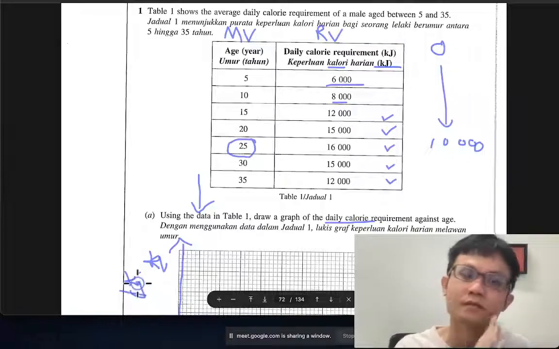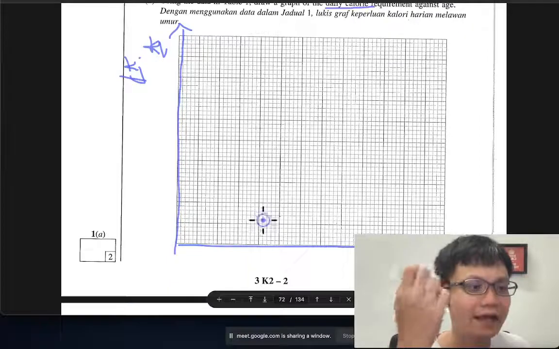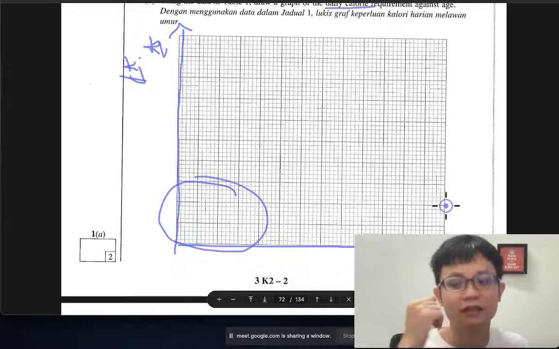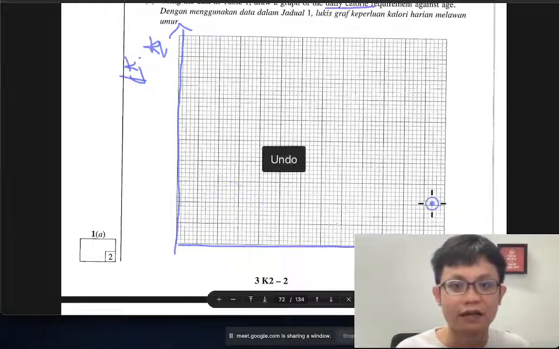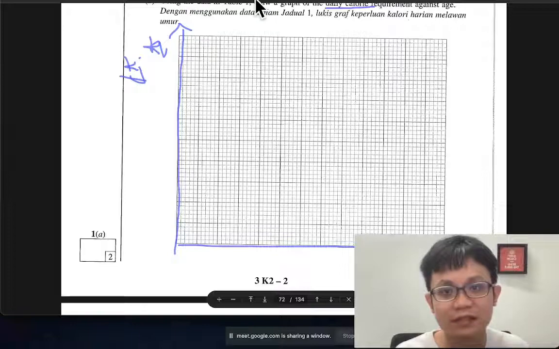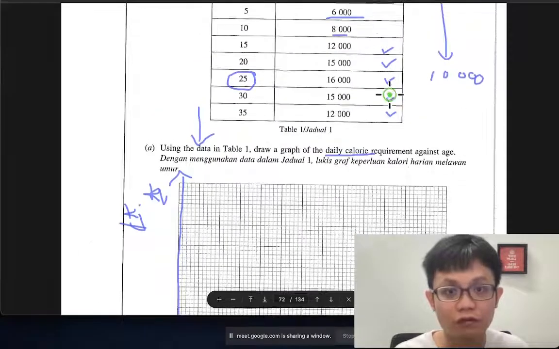5 to 35. Your graph must be very big. At least 70% of the question paper. You cannot draw it small, or you will get it wrong. It must be around half, or at best 75% of the paper. Then you need to draw your graph properly.